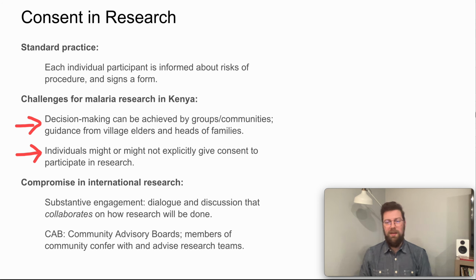And Dunn and Hope flag this really important notion of a community advisory board. So this is going to be a matter of having meetings, and maybe meetings where not only the research subjects are involved, but also family members, maybe village elders, and the research team. And there's going to have to be collaborative discussion to make sure that there's a mutual understanding about what would be done in the research, and also about how it's going to be carried out.